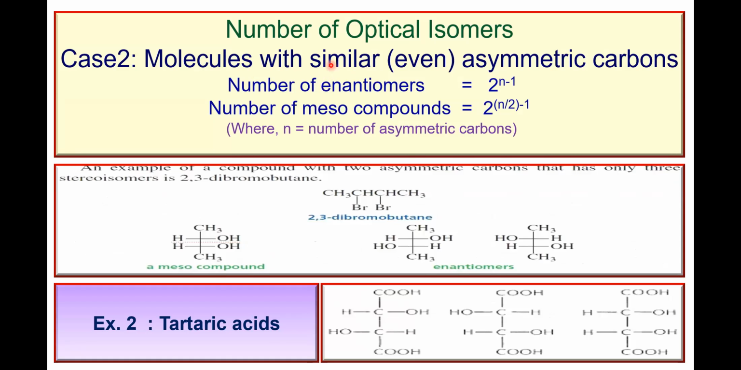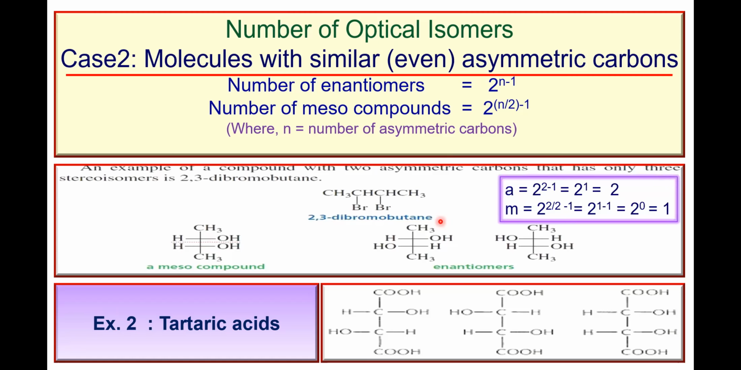If chiral centers are similar, again there are 2 cases: even and odd. If n is even, the number of active isomers equals 2 power n minus 1, and meso isomers equal 2 power n by 2 minus 1. For example, if there are 2 similar chiral centers, using this formula active comes out to be 2 and meso comes out to be 1. So this is meso, and these 2 are active, a pair of enantiomers. One meso compound, total 3.